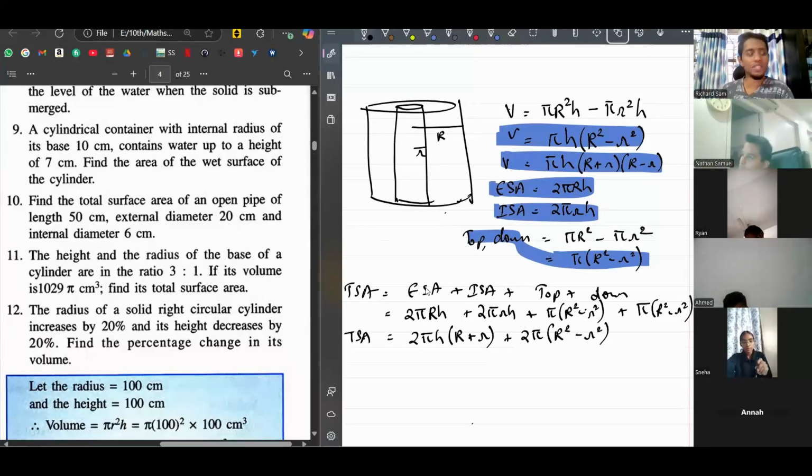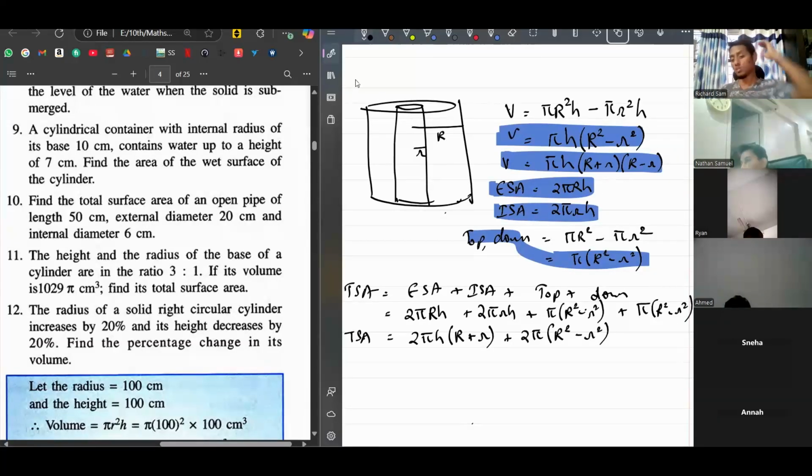So external surface area is 2 pi capital R into h, the same as what we've seen before. Internal surface area is 2 pi small r into h, because you have external radius and internal radius. Then the top, since it's like a donut, the area will be the outer circle's area minus the inner circle's area. Outer circle is pi capital R square, and the inner circle's area is pi small r square.